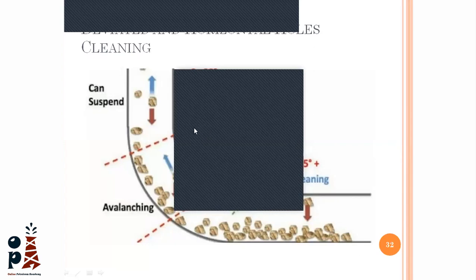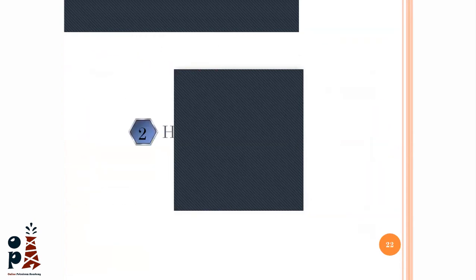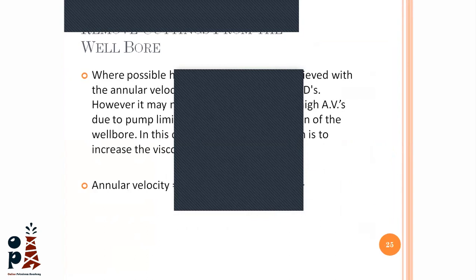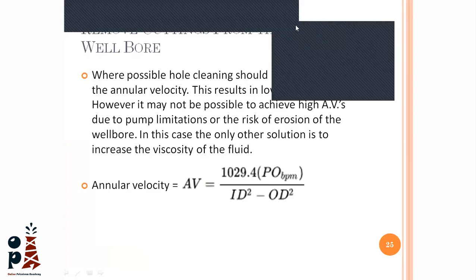Can I see please the formula of annular velocity? Okay, Nizar, this is the formula of annular velocity. It is the pump output in barrels per minute divided by the annular area, which is the ID of the well subtracted from the OD of the drill string, and this number is just to convert to barrel per foot. So this will give us barrel per foot, and this barrel per minute, and the final will be foot per minute. Okay, this is the equation of the annular velocity.